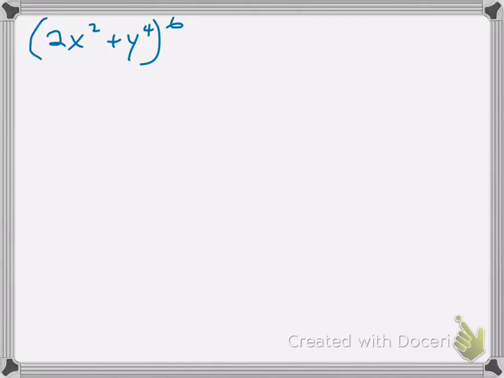So we're going to expand (2x² + y⁴)⁶, and we're using binomial expansion here. I'm going to have trouble writing small enough to get this across the screen, so it might carry over into a second line, but we'll go with it. All right, so we'll start with our coefficients.